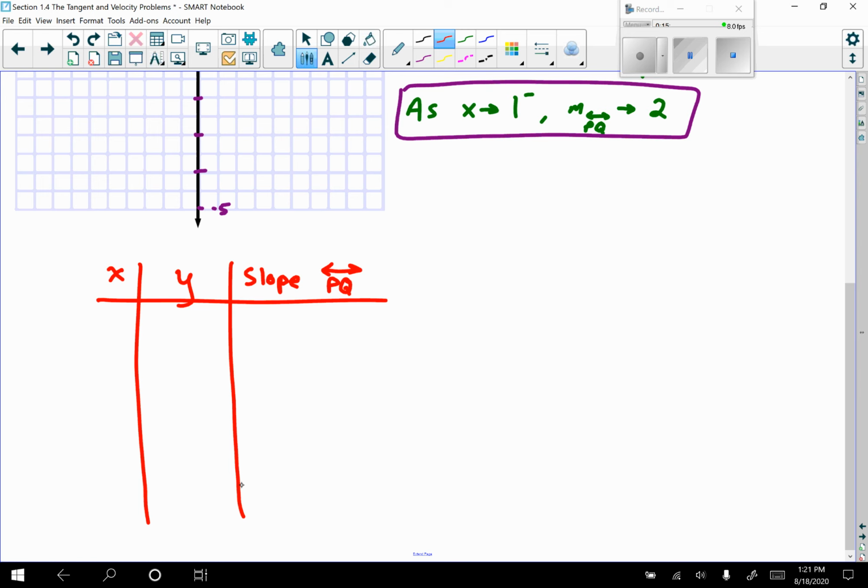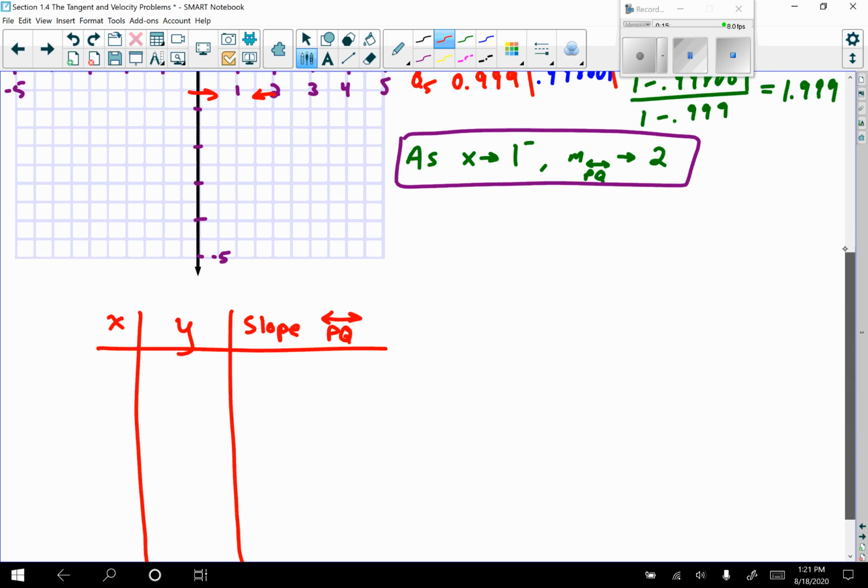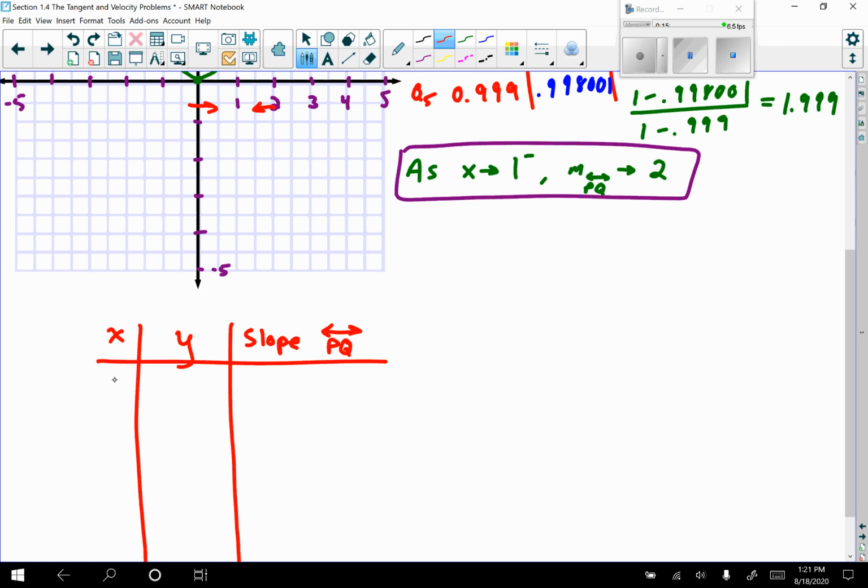Right, so if we're approaching x from the right, we're getting smaller. So maybe I could start with a 2 and then jump down to a 1.5, knowing that I want to get a little closer. So maybe do a 1.1 and then a 1.01 and then maybe a 1.001. So squaring all of these, we're going to get a 4. If I square 1.5, we'll get 2.25.